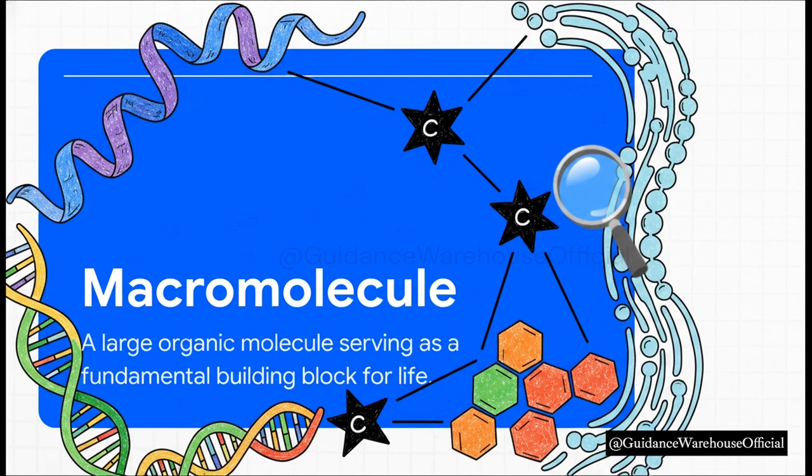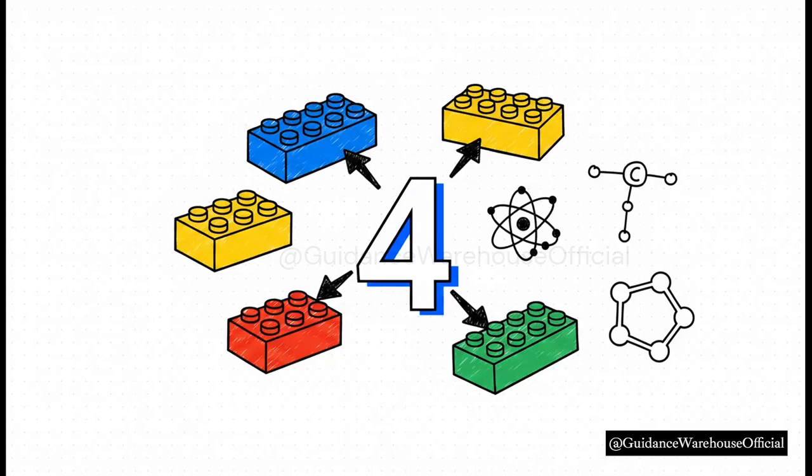But here's the real secret. The fundamental component holding every single one of these massive structures together is carbon. Carbon is the essential, super versatile backbone of life. Literally, without it, none of these macromolecules could even exist. So why is carbon so special? Well, it all comes down to the number 4.